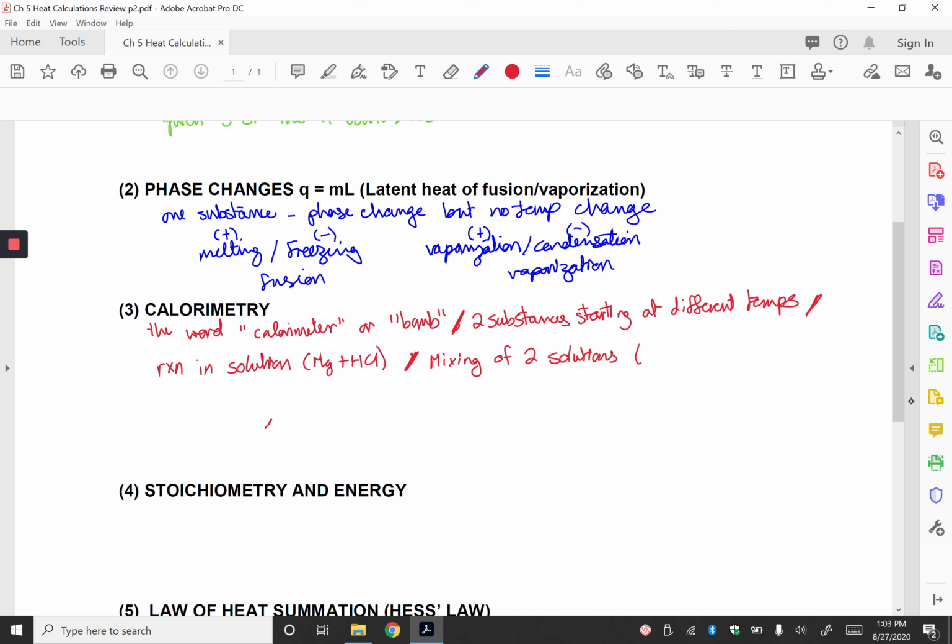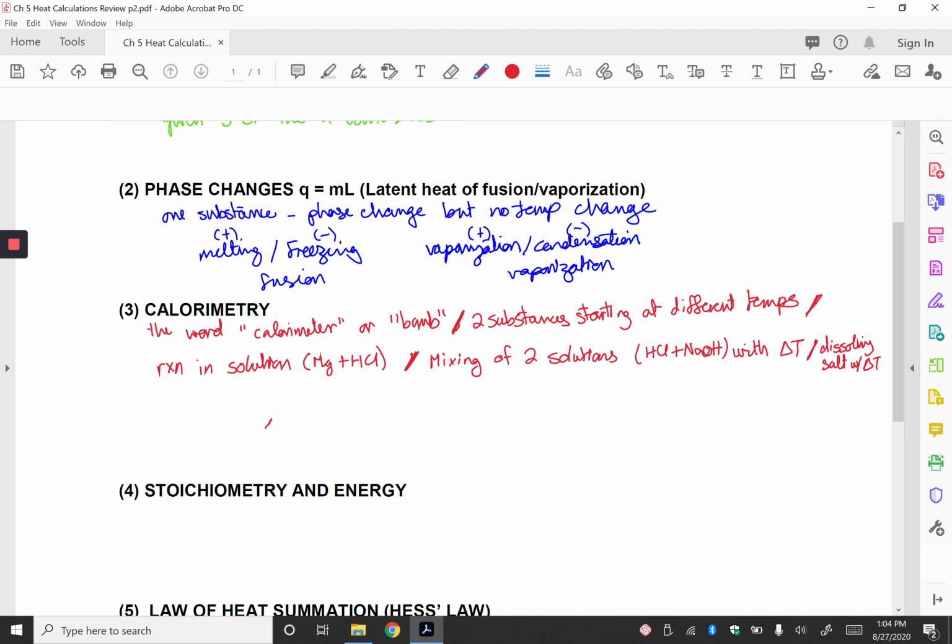So for example, I'm taking some HCl and I'm adding NaOH to it, and then we have a change in temperature. I think that's all the ones that I can think of. Oh, you can dissolve. Dissolving salt with change in temperature. So all of these are instances when we would use calorimetry.